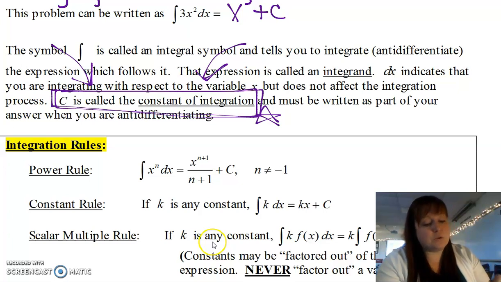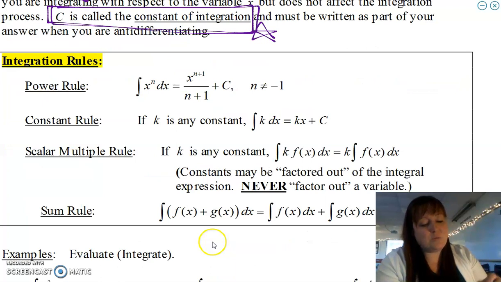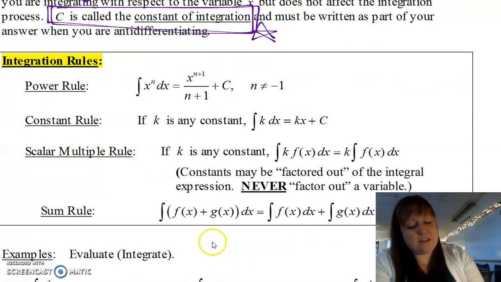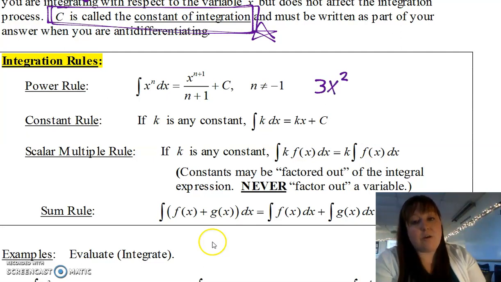So here's our rules. Remember we had a pattern before, and we said, if I have, say, 3x squared as my derivative, and I want to go back to my function, I had to add 1 to the exponent, and I had to divide by 3. And so the question is, how do I know what number to divide by? Because you don't always divide by the number out front, right?